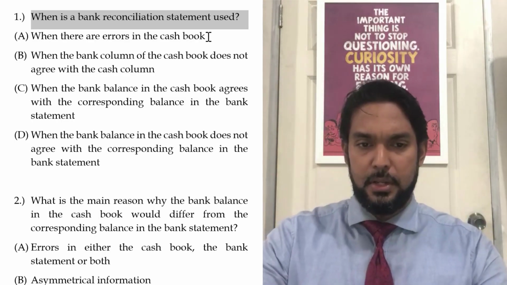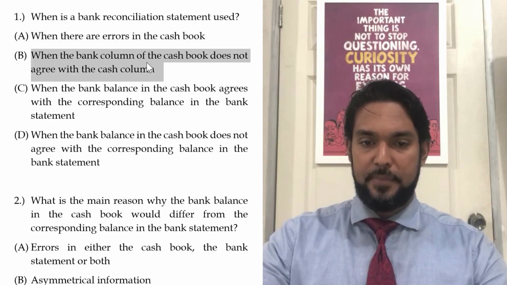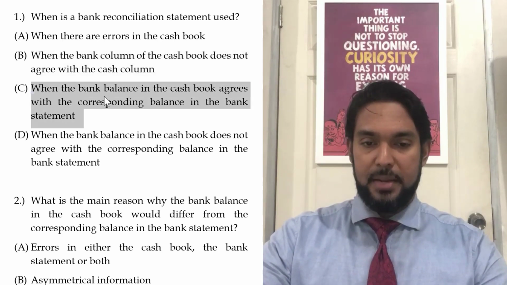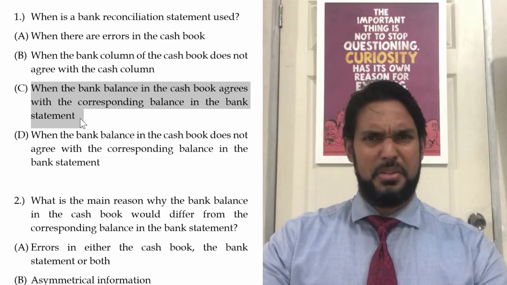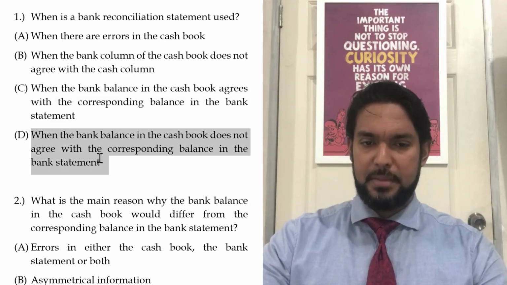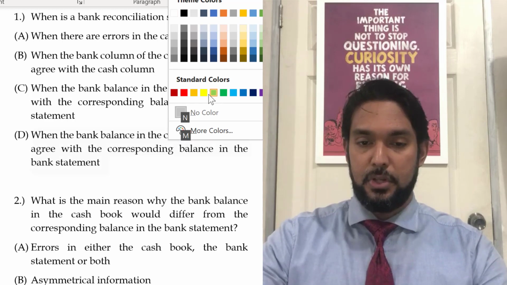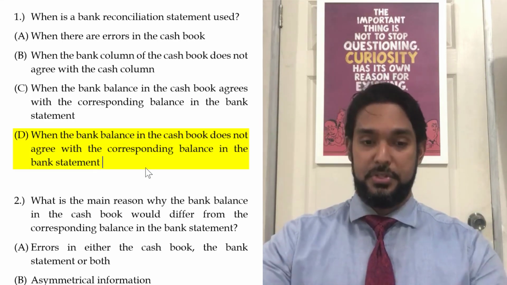Cool. So let's see. When there are errors in the cash book, no. When the bank column of the cash book does not agree with the cash column, no. When the bank balance in the cash book agrees with the corresponding balance in the bank statement, I feel like that's not the right answer. And when the bank balance in the cash book does not agree with the corresponding balance in the bank statement, that is definitely the answer. So let's put that one in yellow so we could know which one is the correct answer.